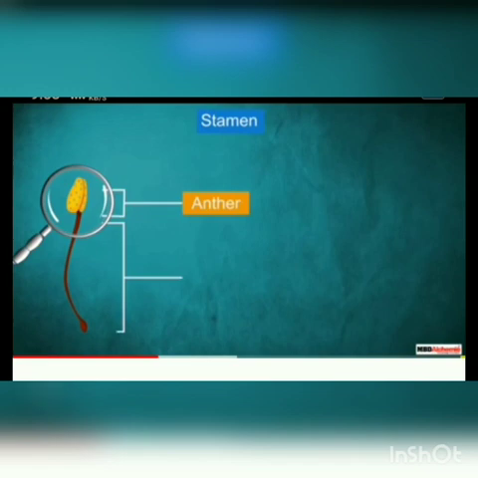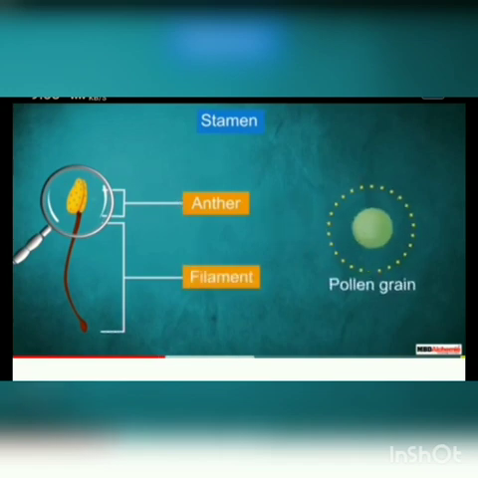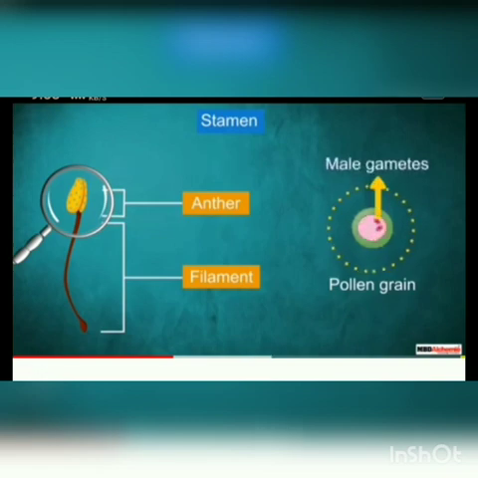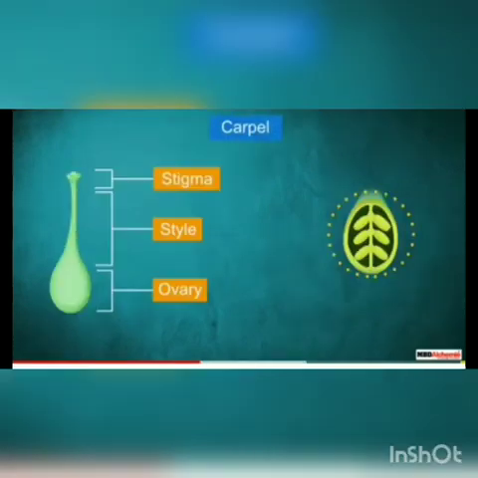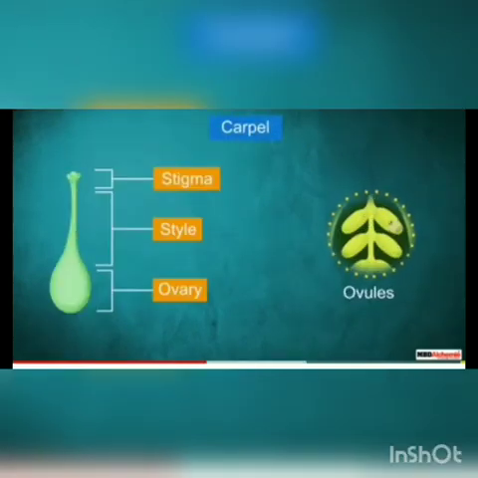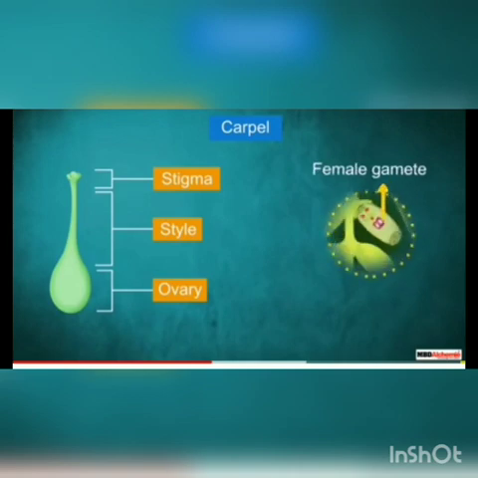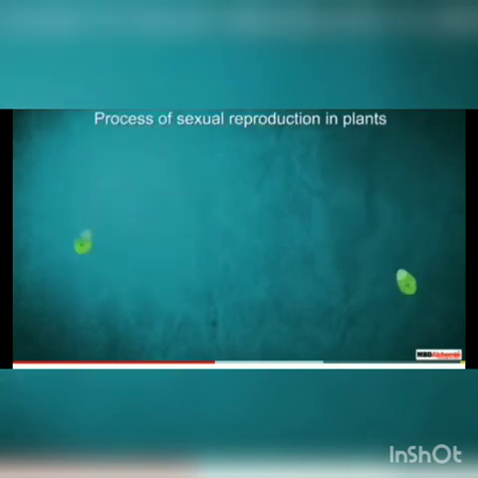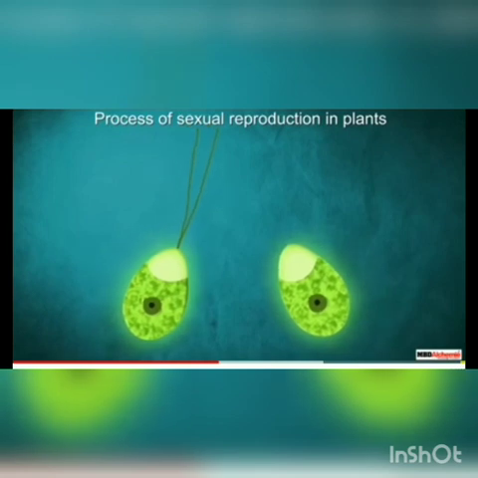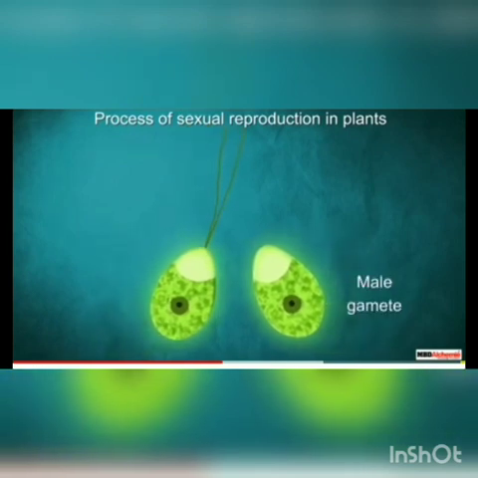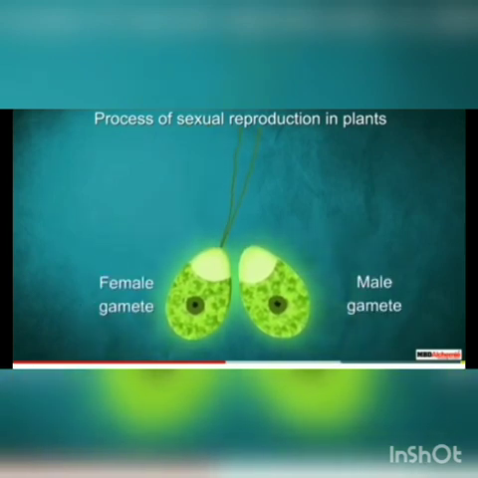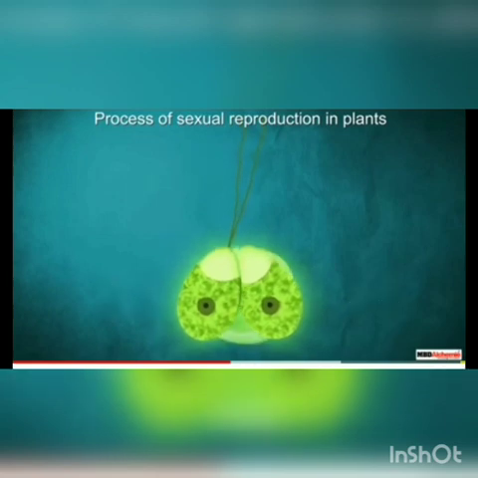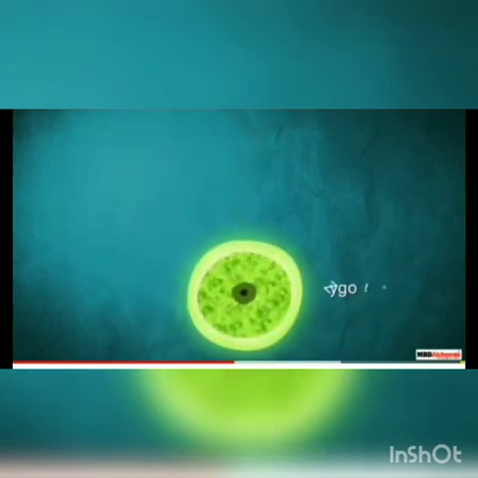Stamens contain the parts that are anther and filament. See the anther, which contains pollen grains, that is the male gamete. Then the stigma, style and ovary. In the ovary there are ovules present, which contain the female gamete, that is called the egg cell. When the male gamete and female gamete fuse together, a zygote is formed.